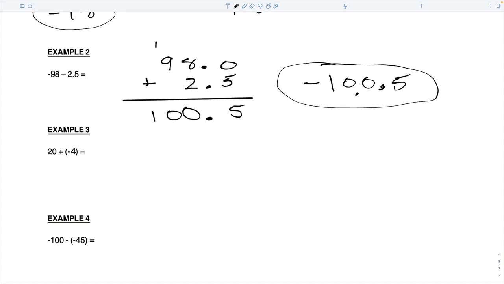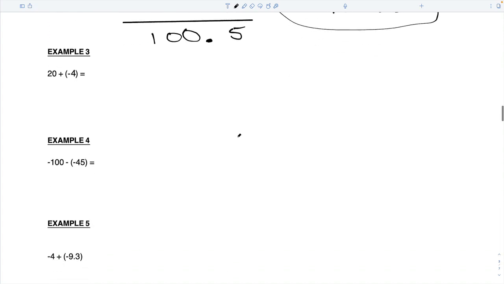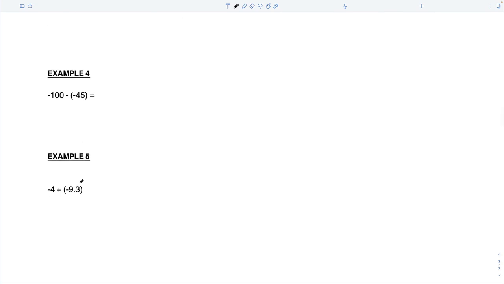I'm done. We're moving on. Example 3. Check your swag. Sitting up straight. 3, 2, 1. Example 3. We have a not, but there's a bad guy. So let's rewrite this again so that I can see what's actually happening. Negative 100 minus negative 45 is really negative 100 plus 45.